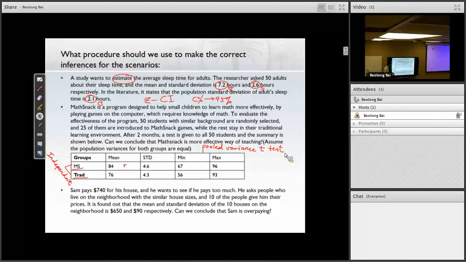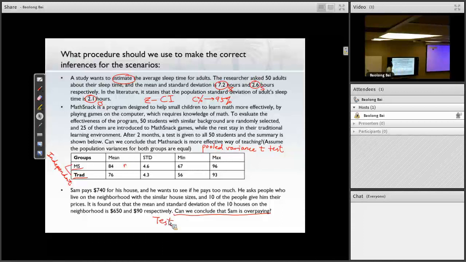Next one. This is our class example. Sam pays $740 for his house, and he wants to see if he pays too much. He asks people who live in the neighborhood with similar house sizes, and 10 of the people give him their prices. He finds the mean and standard deviation of the house prices in the neighborhood are $650 and $90 respectively, and we conclude that Sam is overpaid. So when you look at the question, we're trying to make an assessment, right? We want to see if Sam is overpaying or not. We're assessing that claim. Then this will be a hypothesis test.